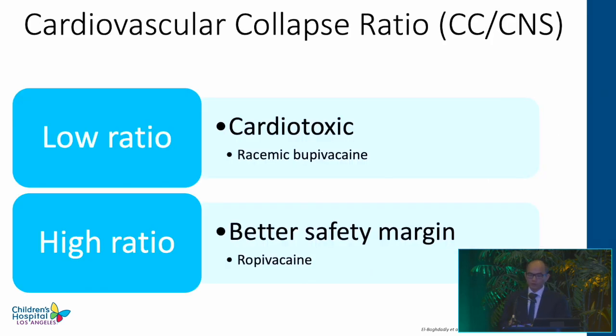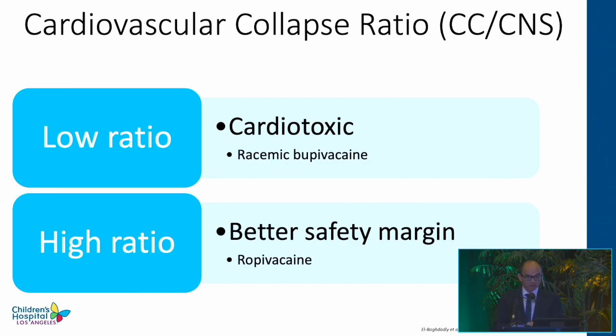So you may have heard this before, but what is a cardiovascular collapse ratio? It is the ratio of the drug dosage required to cause cardiovascular side effects compared to the drug dosage required to cause CNS side effects. So the low ratio drugs are more cardiotoxic because the difference between the two is very, very small. An example of this drug is racemic bupivacaine. Bupivacaine actually has biphasic vasomotor activity. At low concentrations it has vasoconstrictive properties, but at high dosing it has vasodilatation effects, leading to more systemic absorption. And then you have the high ratio drugs.